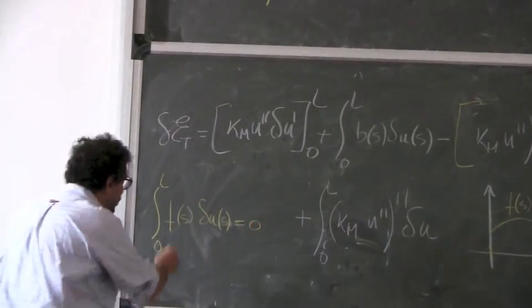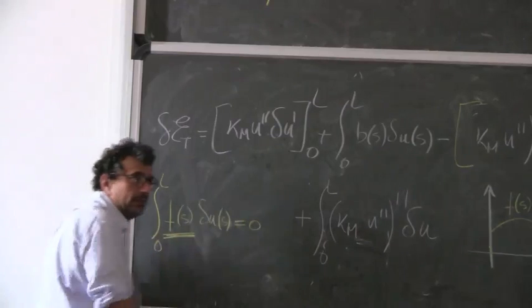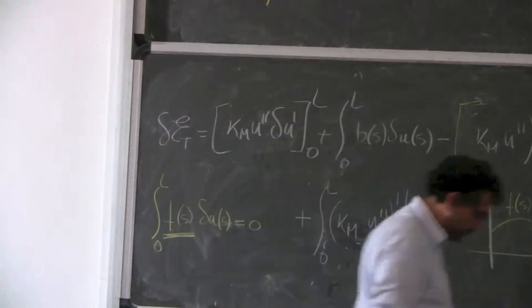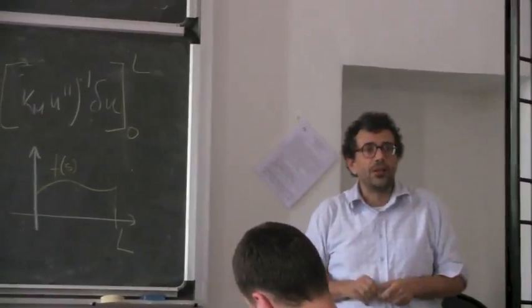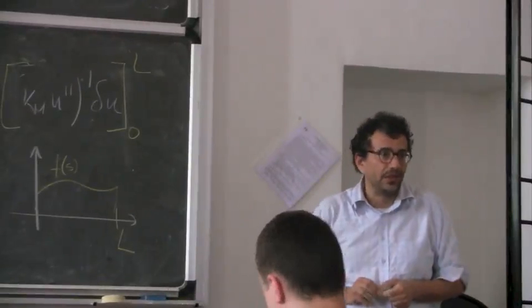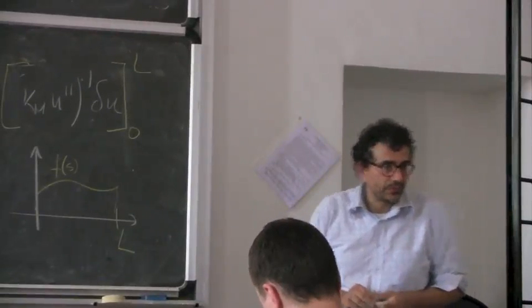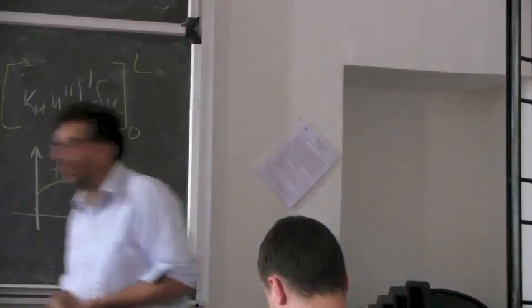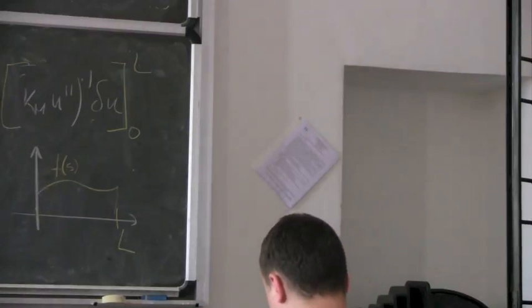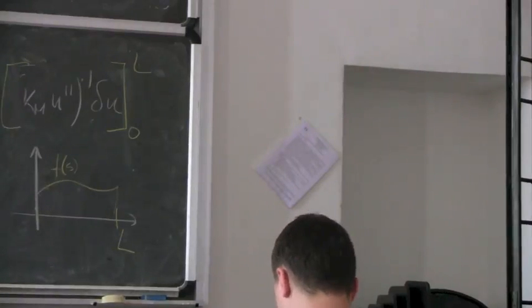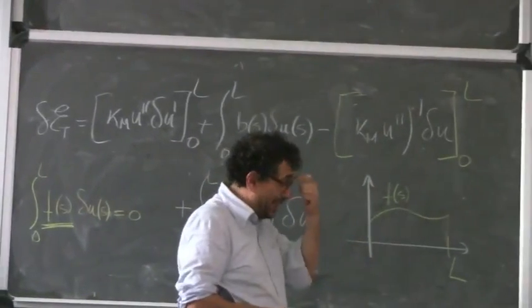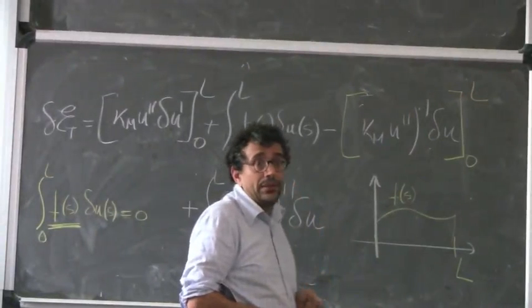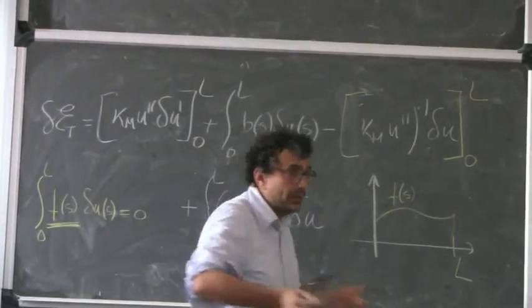What can happen to your function f of s? Theorem of Lagrange. The poor function f can be only 0. The theorem is clear. I give you the hint of the idea of the proof, which is very easy.